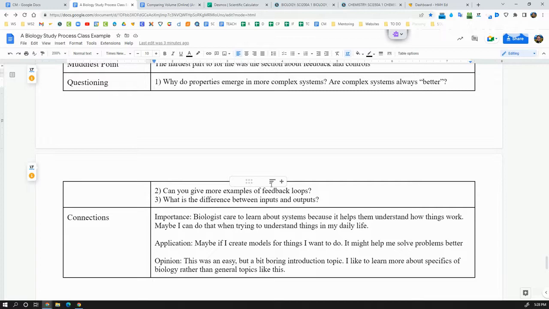And application is kind of similar to that. It's like, oh, how might I use this in real life? Or how might a scientist use this in real life? And then finally, opinion is more like, what did I think about this lesson? What did it mean to me? Did I like it? Why or why not?